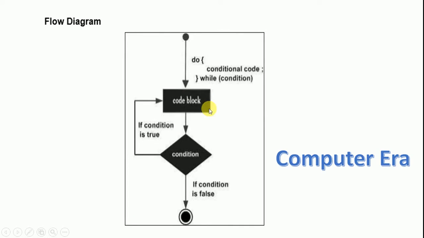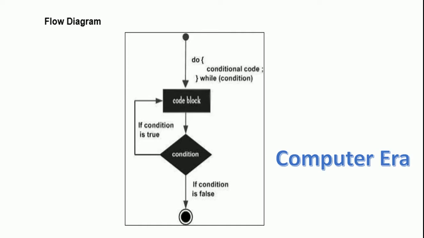Here you can see the flow diagram of a do while. Do, the code block that has to be executed, then condition. If it is true, it moves to the code block again; if the condition is false, it comes out of the do while loop. So do while has to be executed one time. Let's see the programming implementation.